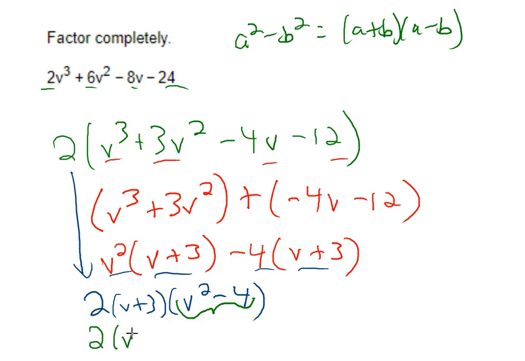We'll still have the 2. We'll still have the v plus 3. Instead of a here, we have v. And instead of b, this is 2 squared, so instead of b, we'll have 2. So we're going to get v plus 2 and then v minus 2.